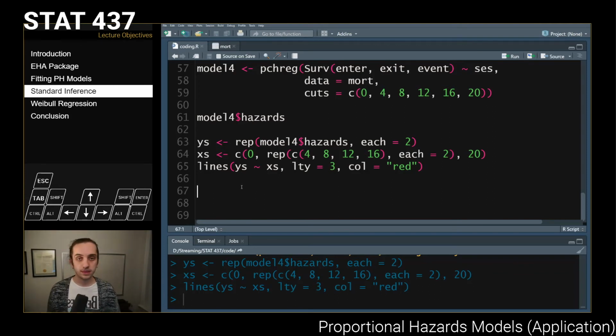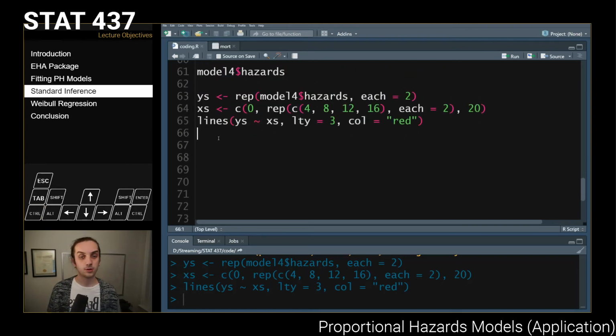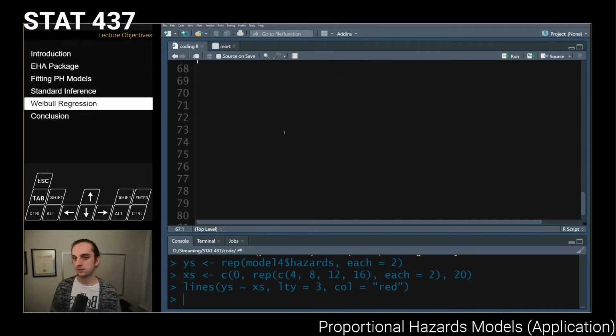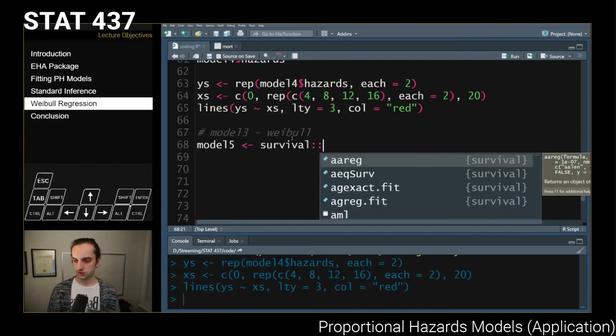And so with that, the last thing that I really want to show you is this connection between the proportional hazards model and the accelerated failure time model, and that's through this Weibull regression. The model that we've been working with so far, which was model 3, is already a Weibull regression model, right? But I'm going to define one final model here, model 5, and I want this to be an accelerated failure time model from the survival function.